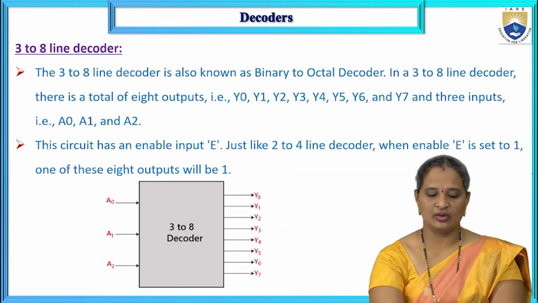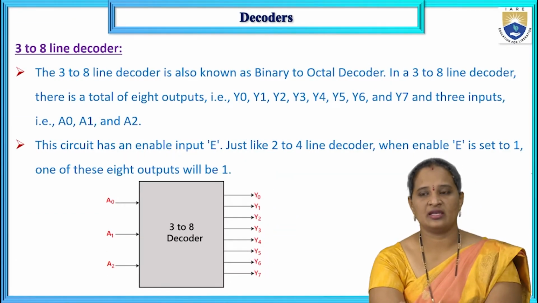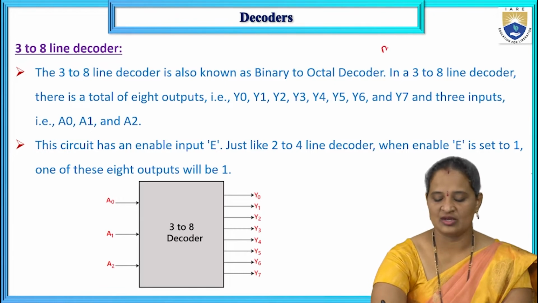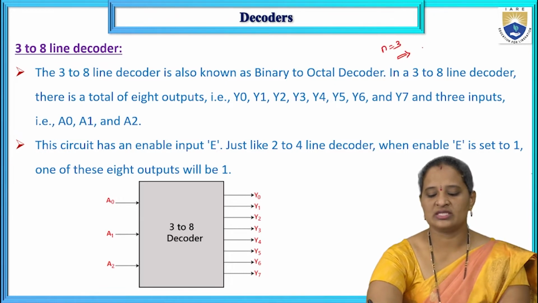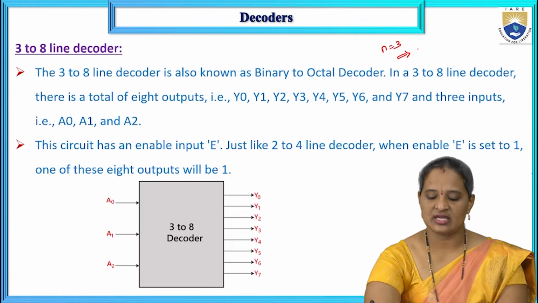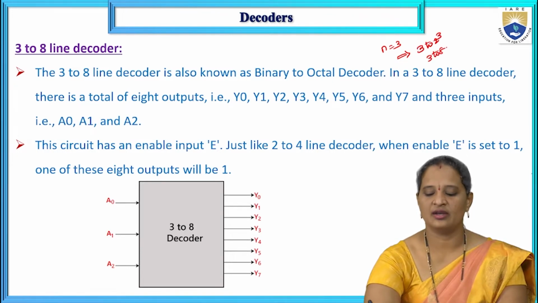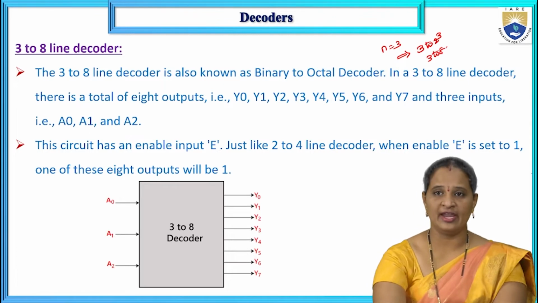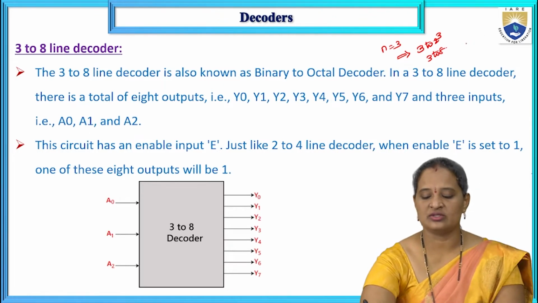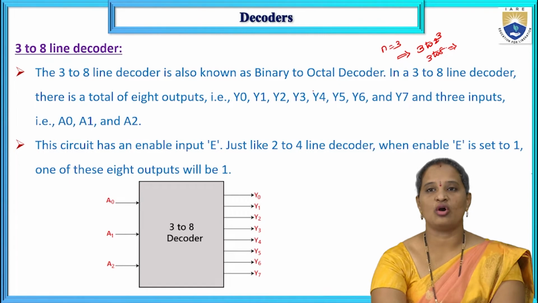Now coming to the 3 to 8 decoder. The next possible decoder is when n is equal to 3. So what is the size of the decoder? The decoder size is 3 to 2 power 3, that is 3 to 8 decoder. This decoder is also called a binary to octal decoder.